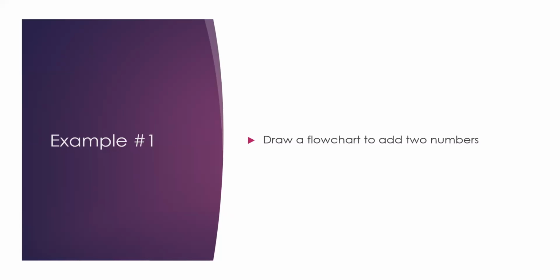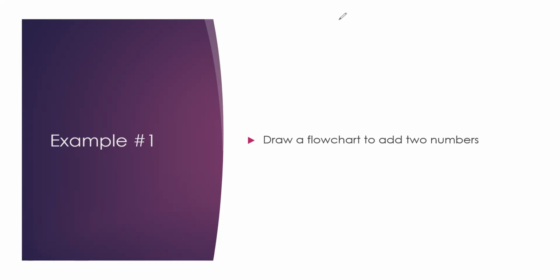So let's move to the first example. Let's draw a flow chart to add two numbers. We have already discussed the steps. If you have two numbers, we have to get the first number, then get the second number, then perform the addition by adding the first number with the second number. Then we need to print the total. That's all. Right? So let's start.